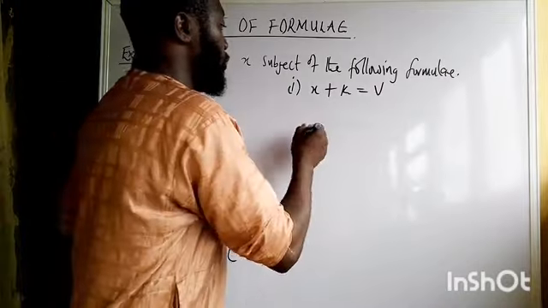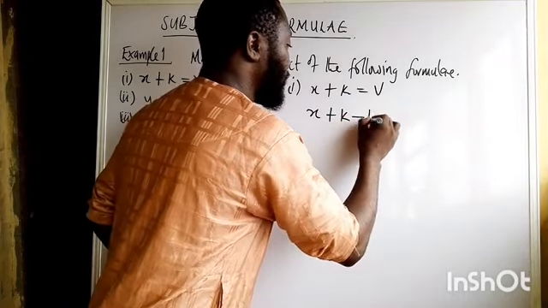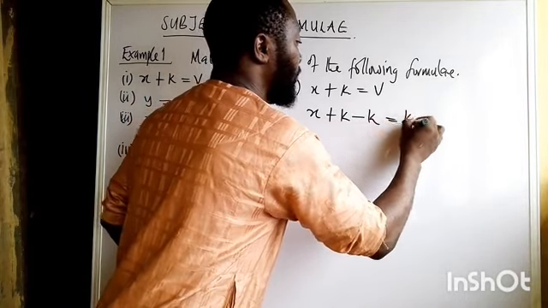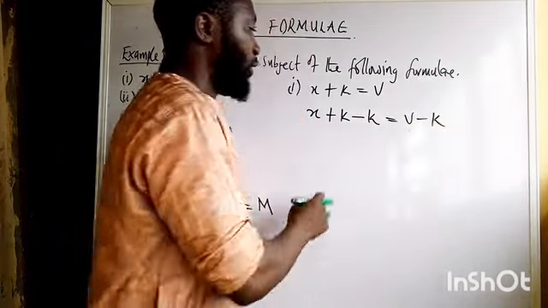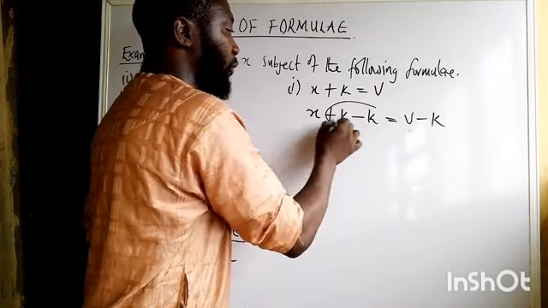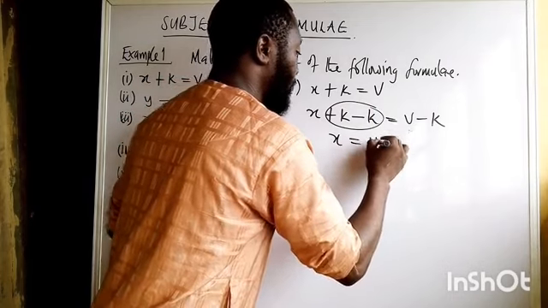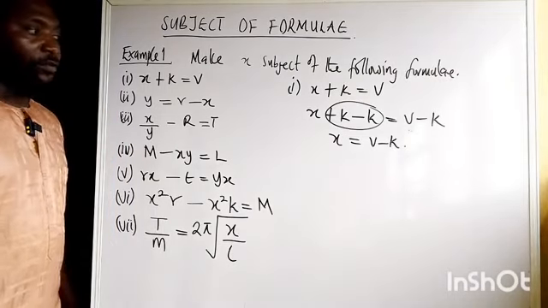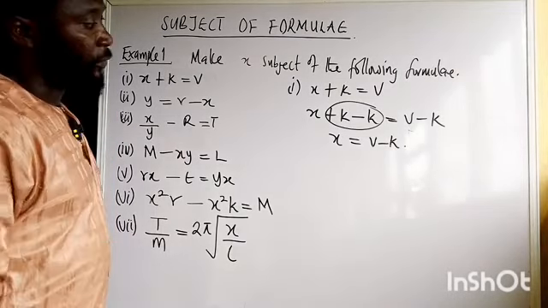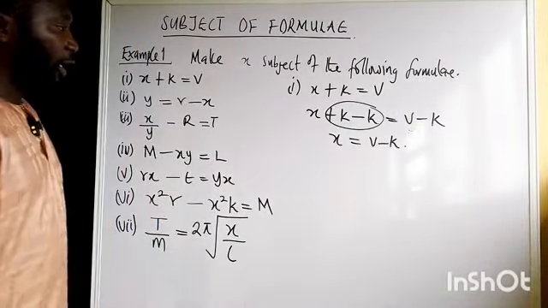So now you have X plus K, then take K from this, then equals V minus K. Now K minus K will be 0. What is left now? We have X equals what? V minus K. And that is just the solution to this question. So now we have made X subject. Now let's move to the next one.